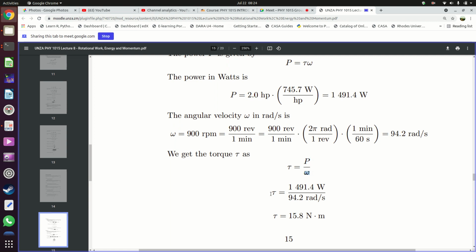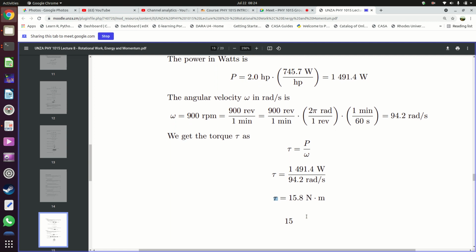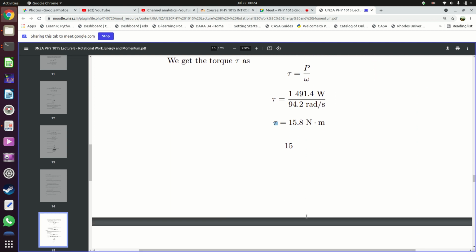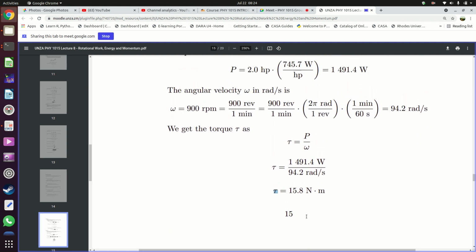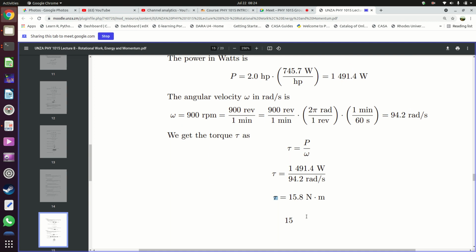So in our case, the power is 1,491.4 watts, and our angular velocity is going to be 94.2 radians per second. So your torque is going to be equal to 15.8 Newton meters. Is that clear? Yes, sir. Okay.